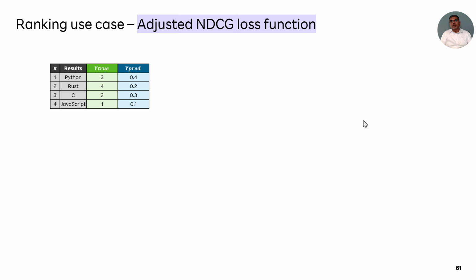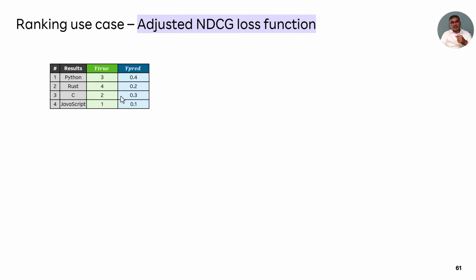Now let's look at another loss function. This is called the adjusted normalized discounted cumulative gain loss function. I already showed you how normalized discounted cumulative gain works, but now let's see what would be a loss function that is modeled after that particular technique. So let's say we have, again, the ground truth value ranking is this and the predicted ranking is this.